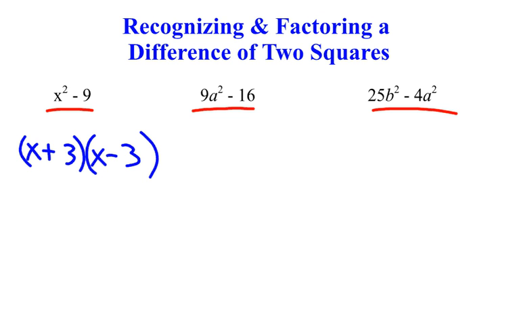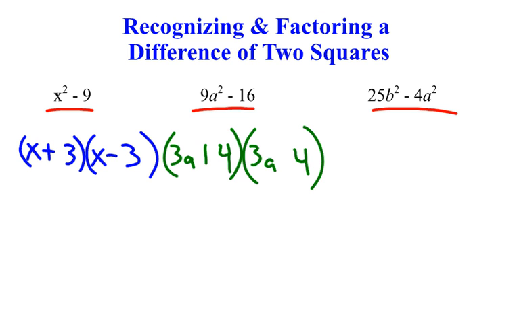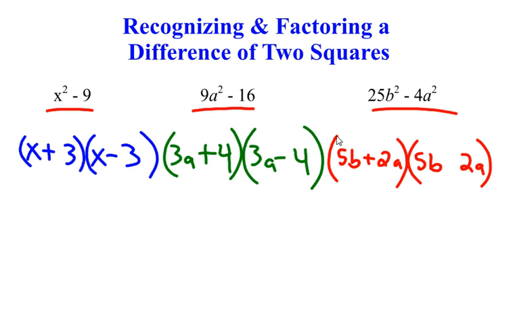9a squared minus 16. Set up your parentheses. 9a squared is 3a times 3a. 16 is 4 times 4. Positive, negative. And finally, 25b squared minus 4a squared. 25b squared is 5b times 5b. 4a squared is 2a and 2a. And we have a plus and a minus.